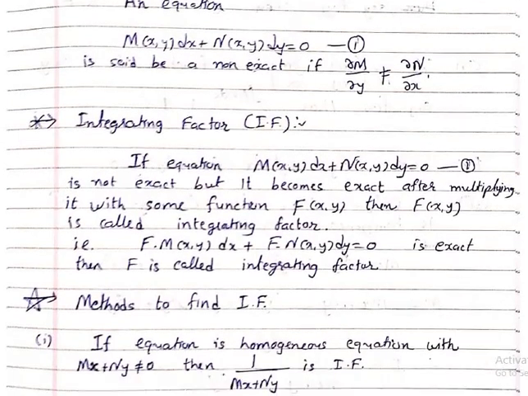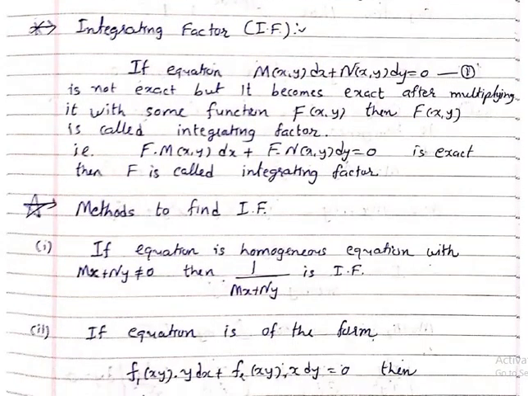So first we are going to define the integrating factor. If an equation M dx plus N dy is equal to 0 is not exact, but it becomes exact after multiplying it with some function f of (x, y), then f of (x, y) is called the integrating factor. That means f times M(x, y) dx plus f times N(x, y) dy is equal to 0 is exact, then f is called the integrating factor.